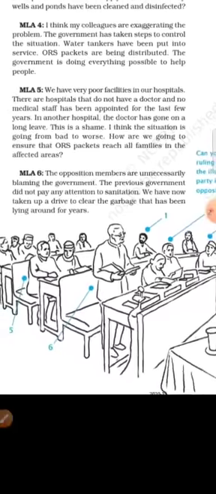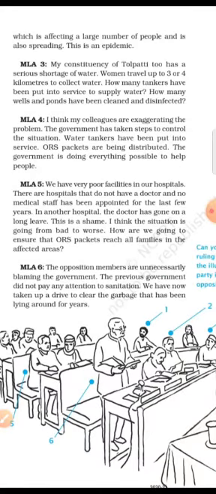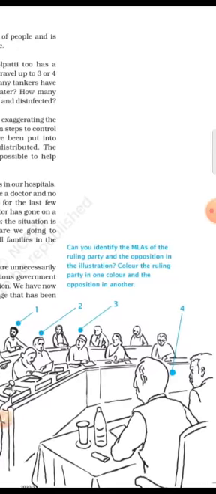MLA number 6: the opposition members are unnecessarily blaming the government. The previous government did not pay any attention to sanitation. We have taken up a drive to clear the garbage that has been lying around for years. They are blaming the previous government. We are doing our best, but you are not doing that. So what should I do now? Whatever we have done, it's going on well.